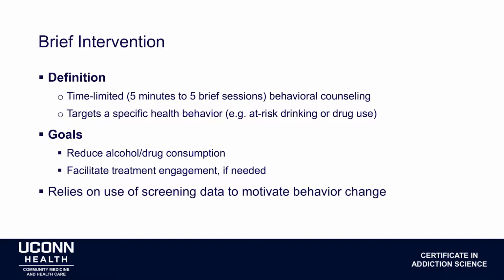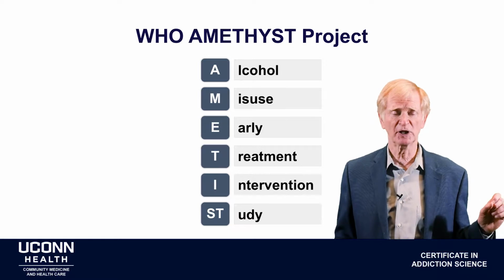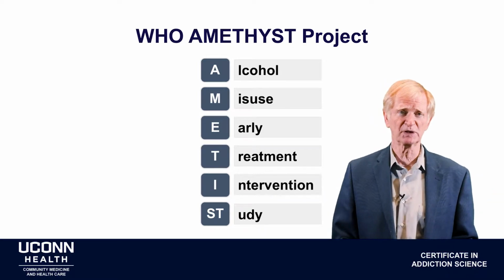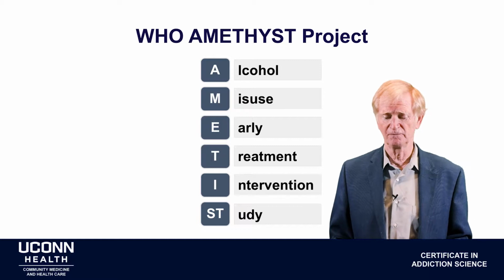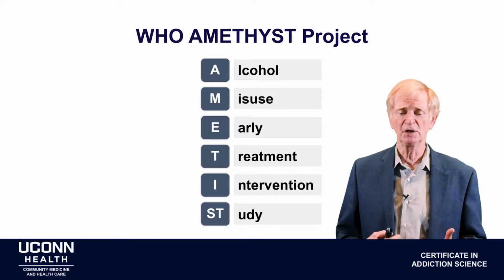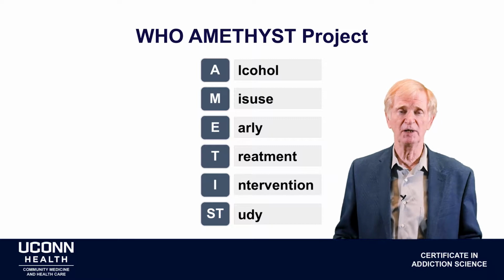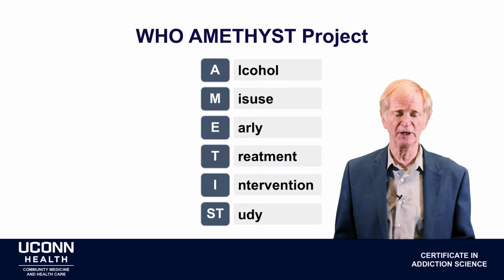This kind of intervention has been investigated through a series of clinical trials, which we'll be talking about in this course. And one of the first major international trials was the World Health Organization's Amethyst Project. This is one of the first projects that was conducted to investigate early identification. And it was called the Amethyst Project because of the supposed qualities of the gem amethyst, which is supposed to prevent drunkenness.